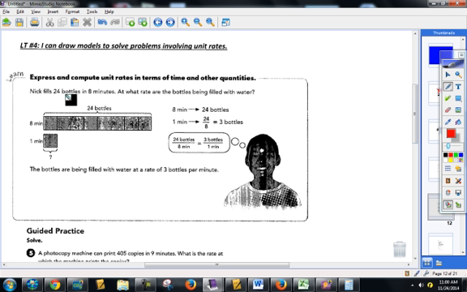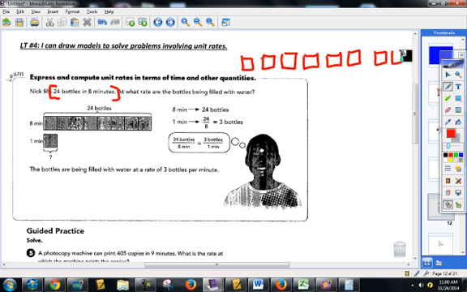here we go. Nick fills 24 bottles in 8 minutes. At what rate are the bottles being filled? Well, we want to figure out how much in 1 minute, so we would model how long it would take. We know that it needs to be 8 minutes. So 3, 4, 5, 6, 7, and 8.